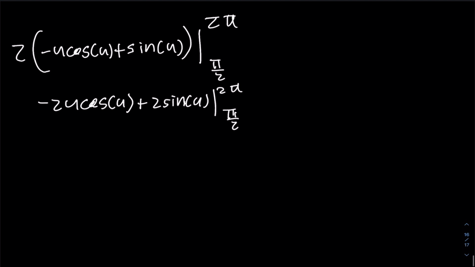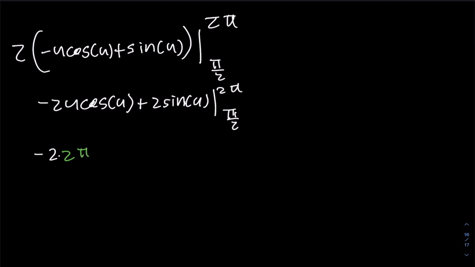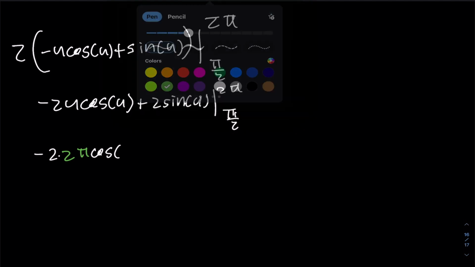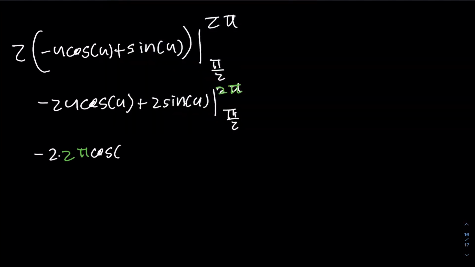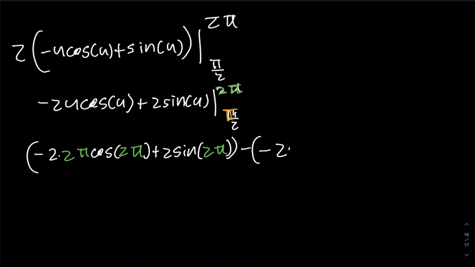So what we have as our answer is negative 2 multiplied by 2 pi times the cosine of 2 pi. Let's say that this 2 pi is outlined in this color, so it's more clear. Then we add 2 sine of 2 pi. That is the first part of our answer. Now we can put a bracket around everything, because now we have to subtract, and then plug in pi over 2. So we have negative 2 multiplied by, let's say this color is going to be the pi over 2.